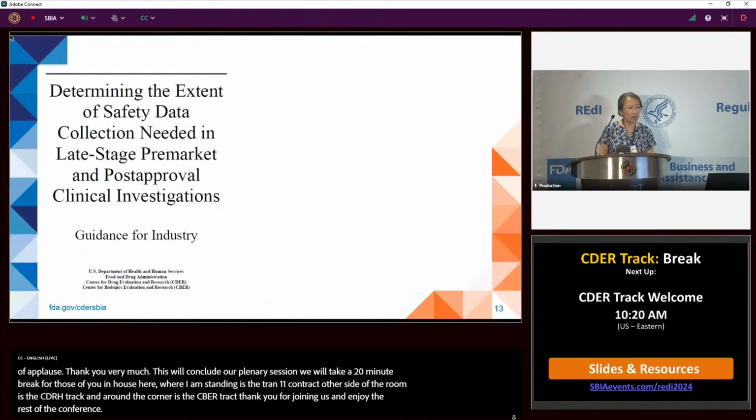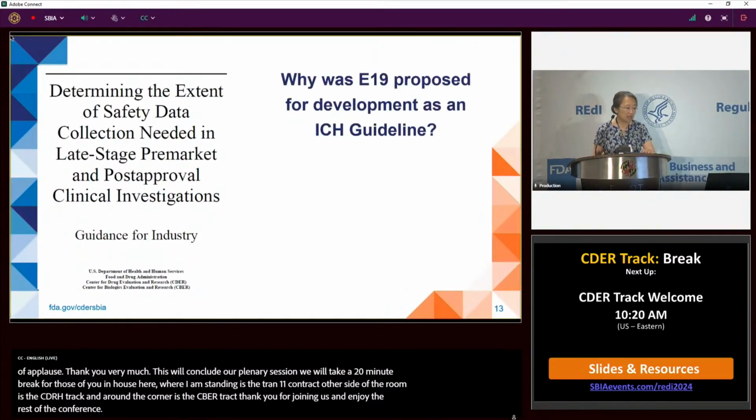Speaking with industry representatives, I asked, have you heard about this guidance? Because if you're focusing just on cardiovascular safety, you can implement some degree of focused, targeted safety data collection. Some of what I heard back was, yes, Mary, we're aware of that guidance. However, not everybody in FDA is aware of that guidance. The other thing is that it's an FDA guidance. Our drug development program is global. So we can do that here for you, but we can't necessarily do that in Japan or in Europe. That leads to the question, why was E19 proposed for development as an ICH guideline?